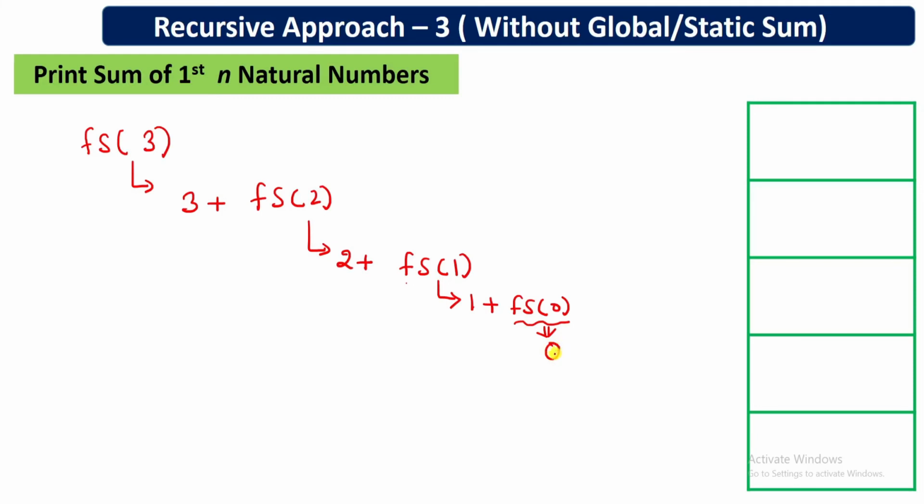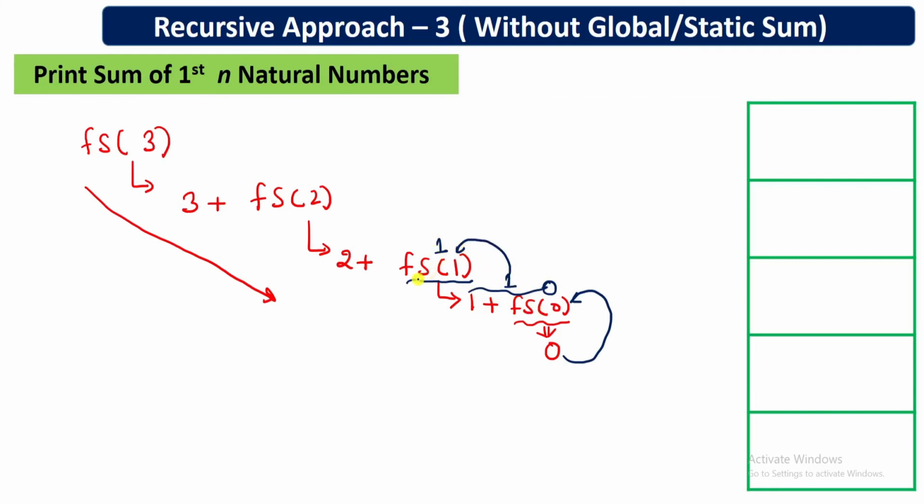So what will happen is I am calling in this way: 3 plus something, 2 plus something, 1 plus something, and after this I am just saying stop, just return this 0. This 0 is the sum of 0 natural numbers, right? So after this I will say just go and return 0. Now I will say fs of 1 will be 1 plus 0, it will be 1, right? So 1 will be returned here.